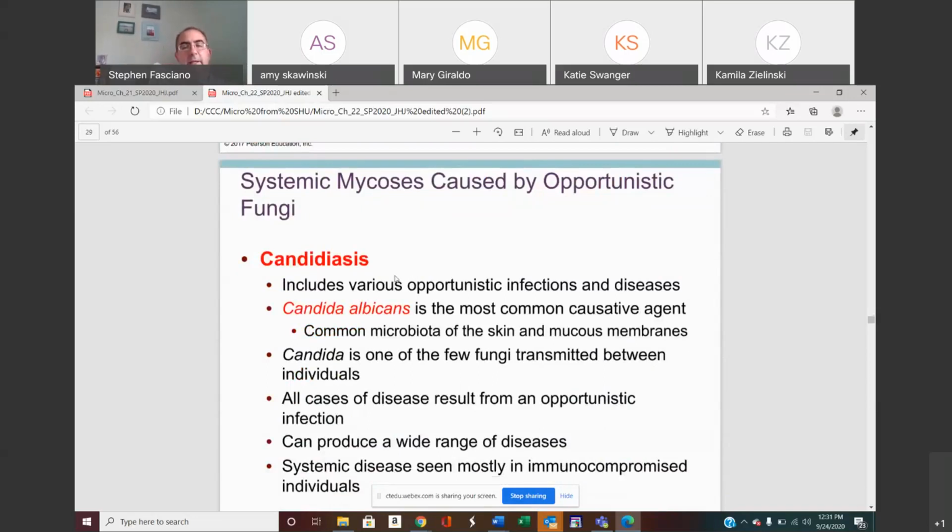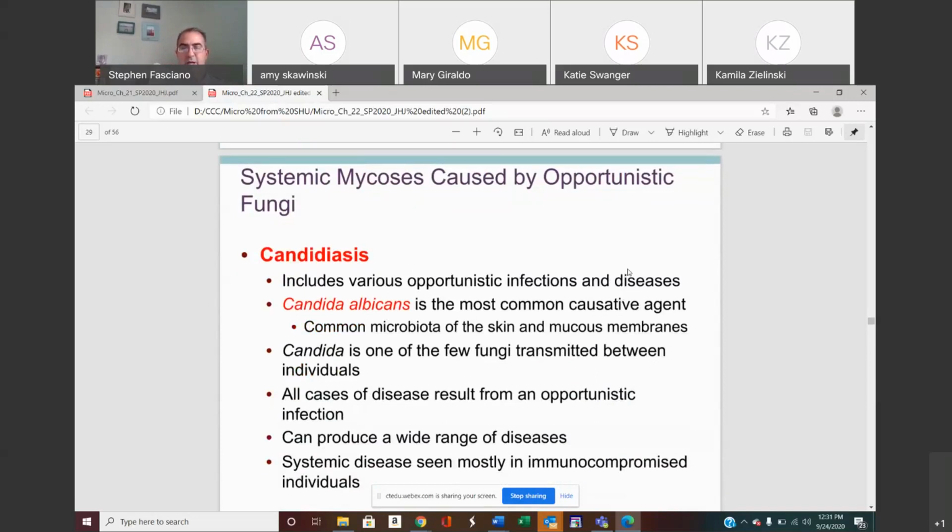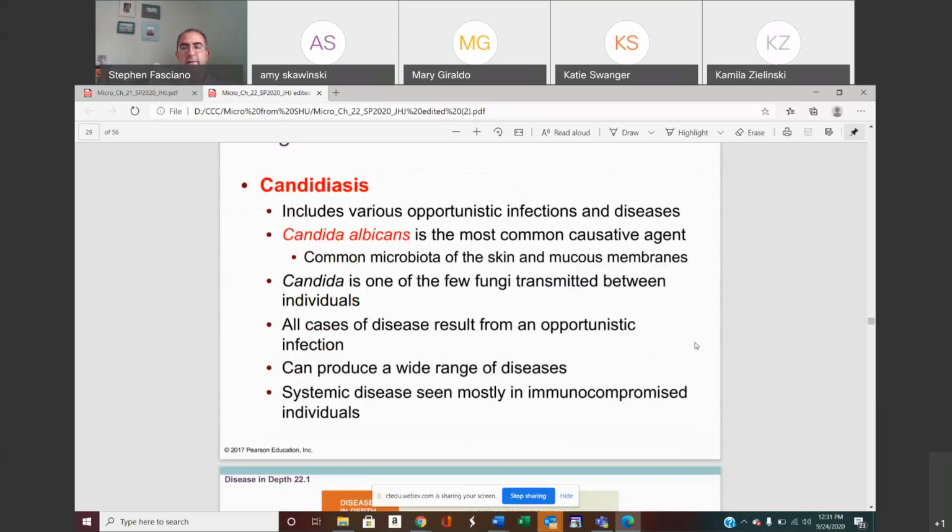Candidiasis is caused by Candida albicans. It's a very common opportunistic infection. It's probably the most common one. It is a common microbiota of the skin and of the mucous membranes. It's one of the few that can be transmitted between individuals. So it's what causes athlete's foot, right? So if one person has athlete's foot, they can spread it to another, like say at the gym, right? That's why it's called athlete's foot. They're both showering and using the same equipment, basically.